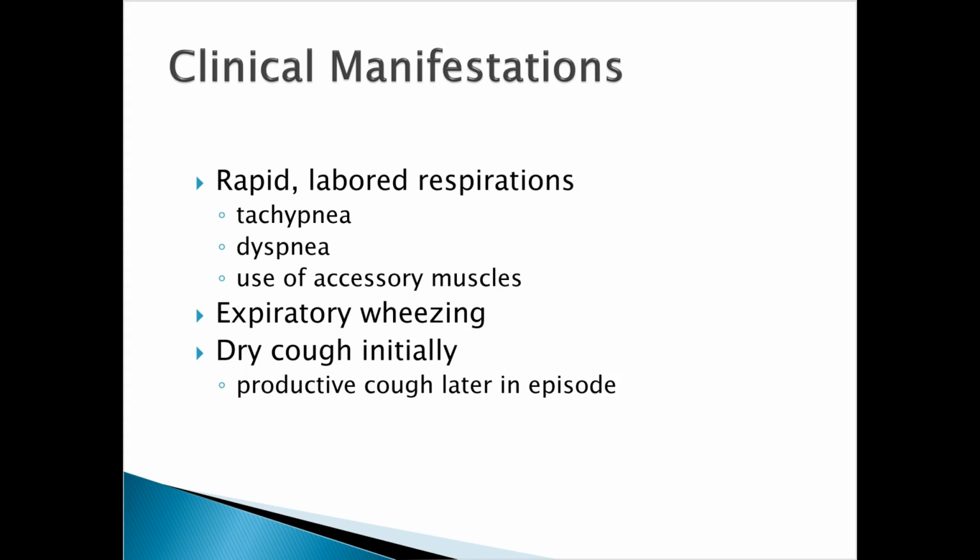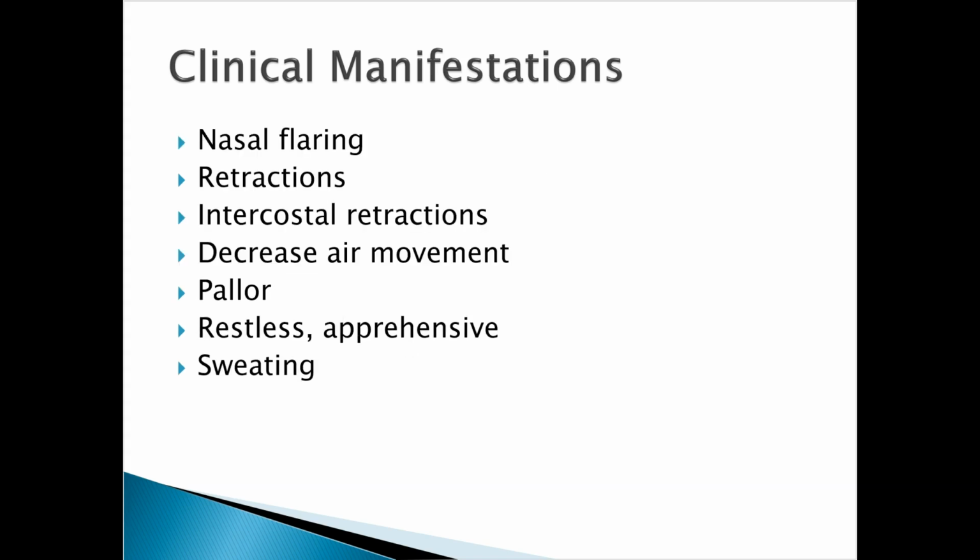With asthma, you're going to have rapid labored respirations. You're going to have tachypnea. You're going to be using those accessory muscles. You're going to have an expiratory wheeze, and you're going to have a dry cough. It tends to be different than all the other coughs we've talked about. The rest of them tend to have some mucus in them. Asthma, you just tend to have this dry cough. If you have a mucousy cough, it's going to be later on during the illness with asthma. At the beginning, it typically tends to be that dry cough.